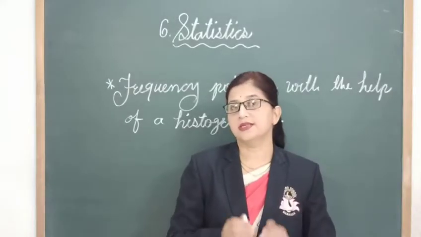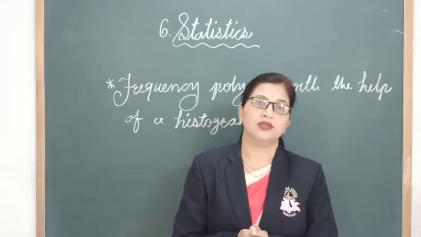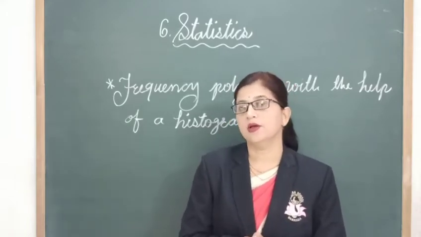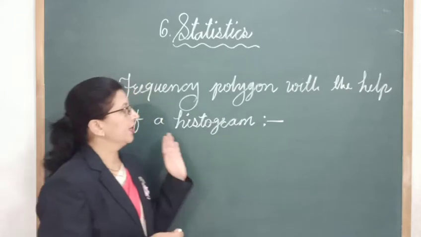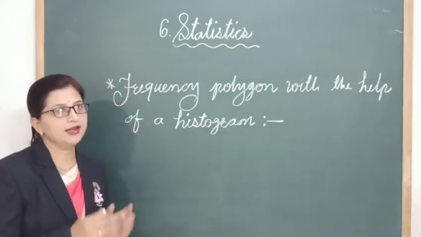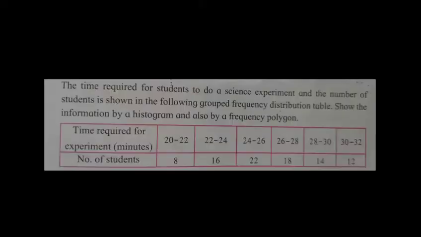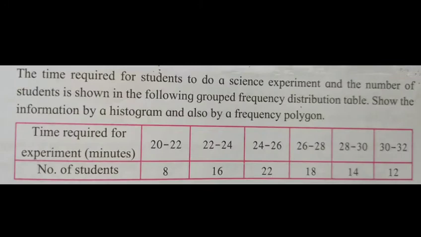Now dear students, let's learn how to draw the frequency polygon with the help of a histogram. Let's take an example. The time required for students to do a science experiment and the number of students is shown in the following grouped frequency distribution table. Show the information by a histogram and also by a frequency polygon.